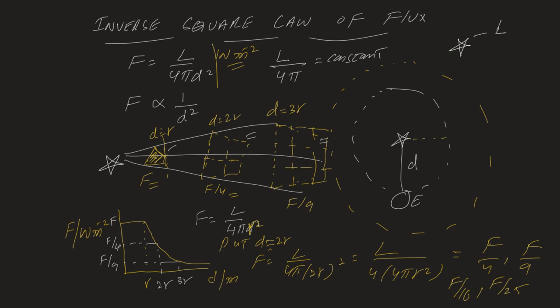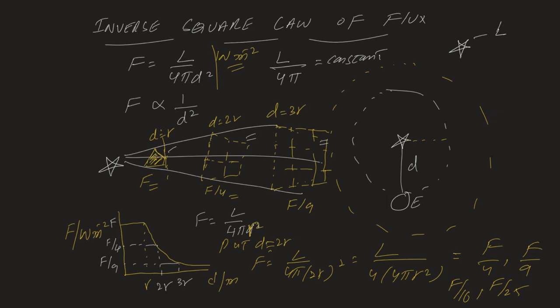So if you are moving away from a star, then the radiant flux intensity starts to decrease. Here a sphere of radius, for example, r, and here will be 2r, then here 3r, and so on. Secondly, if you plot a graph between 1 over d square in unit m minus 2 and radiant flux intensity, then you will get a straight line.